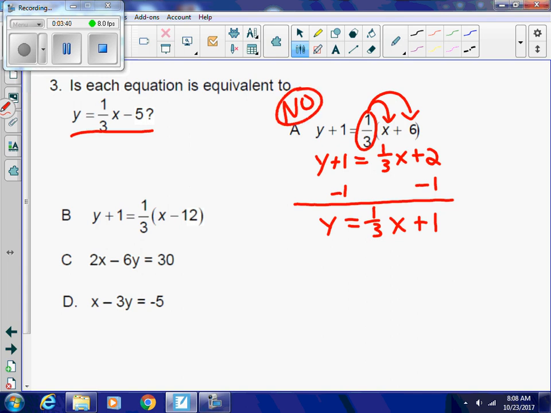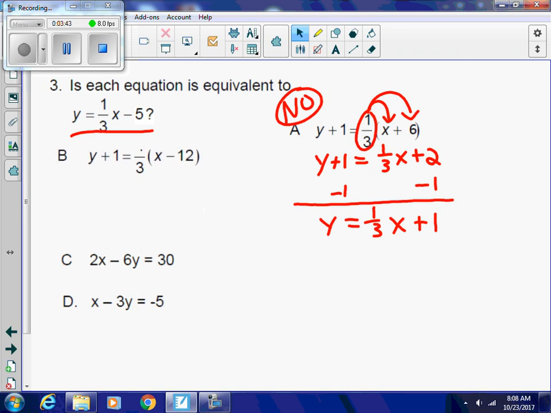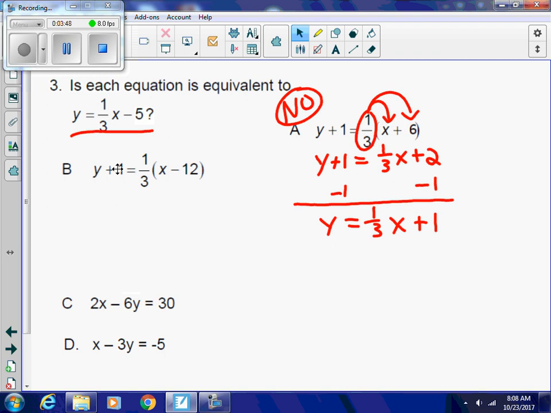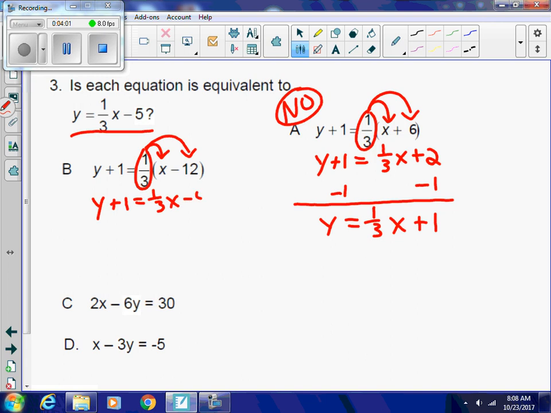All right, let's do B. Slide these down a little bit. So B, same idea, we're going to distribute here. So y plus 1 equals 1/3 x minus 4. Okay, same thing, I want to get it in slope-intercept form. So y is going to be 1/3 x minus 5. Guess what? That matches the first equation, so that's a yes.